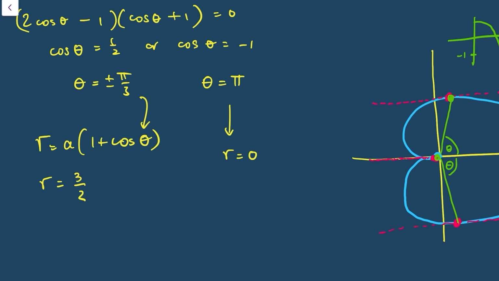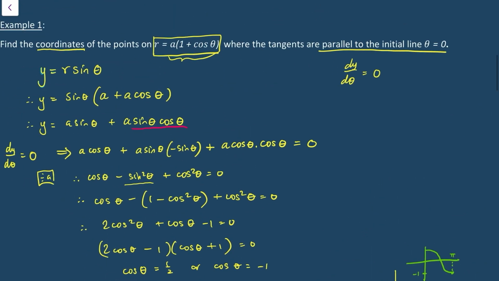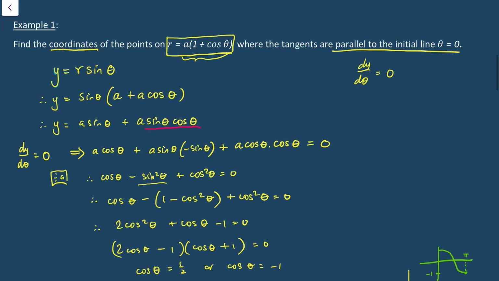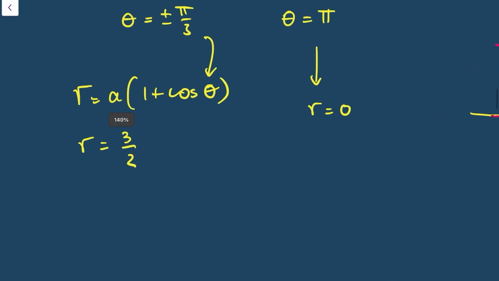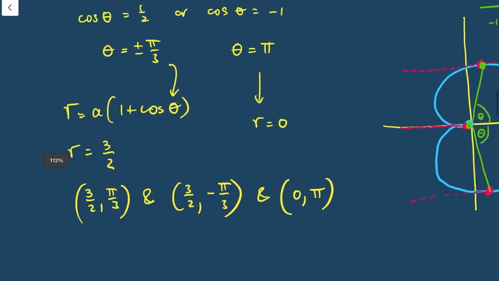So those are the coordinates where the tangents are parallel to the initial line. It will be at 3/2 and pi by 3, it will be at 3/2 and negative pi by 3, and it will be at 0 and pi. Hope that made sense.